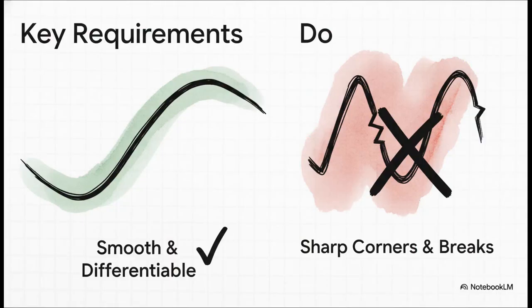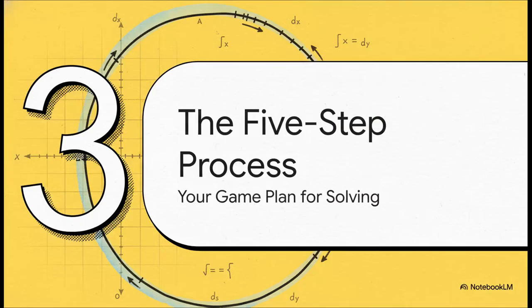Just a quick but really important side note. This formula only works if the function is differentiable, which just means no sharp corners or cusps, and if its derivative is continuous. Basically, the curve has to be smooth for this whole thing to work. Okay, so now that we have the formula, how do we actually use it?